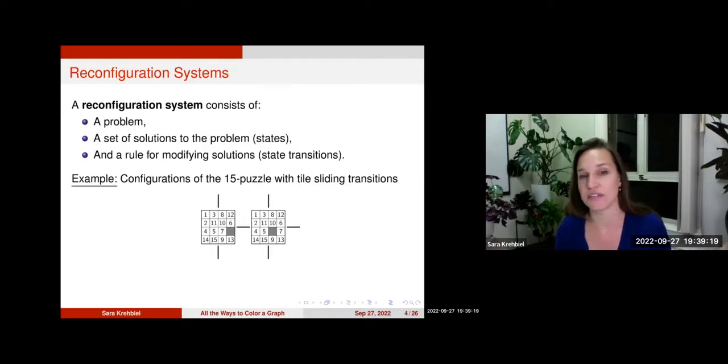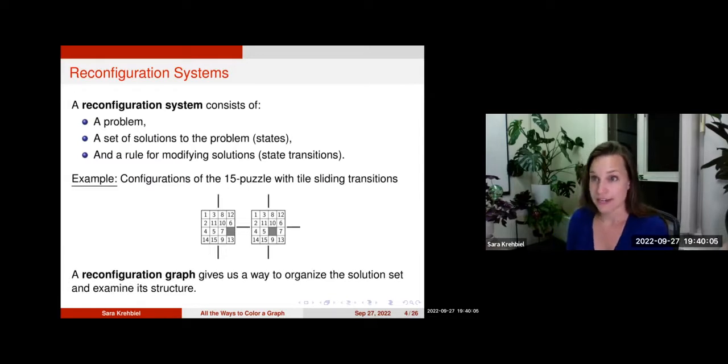This is a good example of a reconfiguration system, which in general consists of a problem and a set of solutions to the problem. So we would think of the solution to the 15 puzzle as being the tiles all in order. But for the sake of reconfiguration systems, we're going to be less goal-oriented. Wherever you are, that's a solution to the problem. So all of those intermediate states we're going to call solutions. We also have a way of transitioning between these solutions, so there's a modification rule. In the case of the tile sliding puzzle, the rule for modification is you can slide any adjacent tile into the open cell.